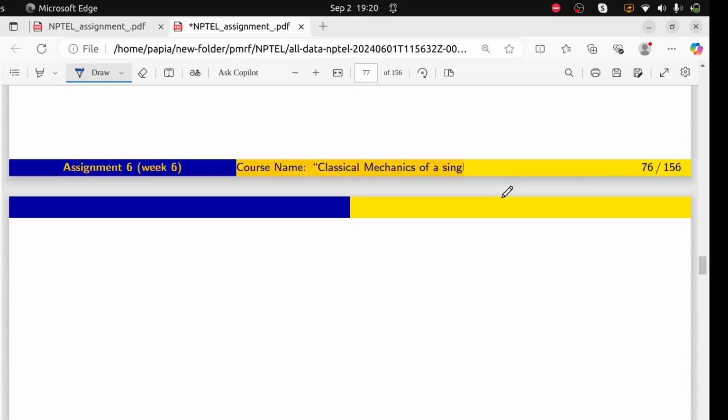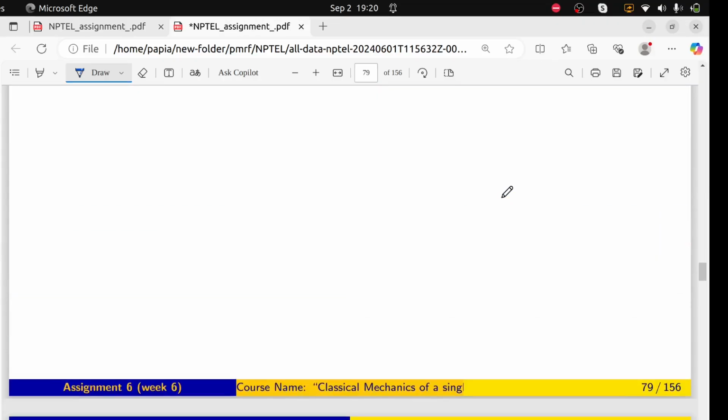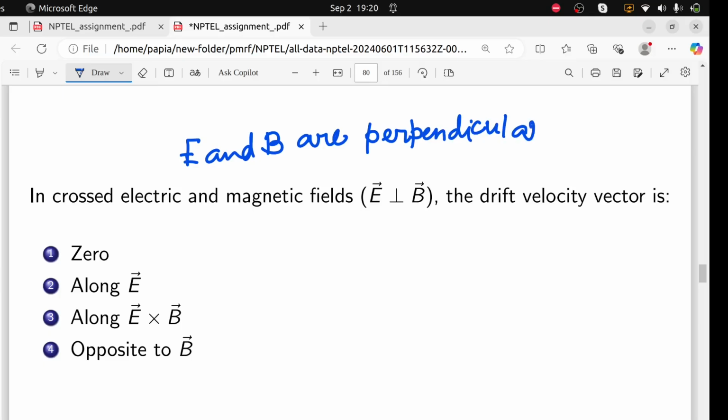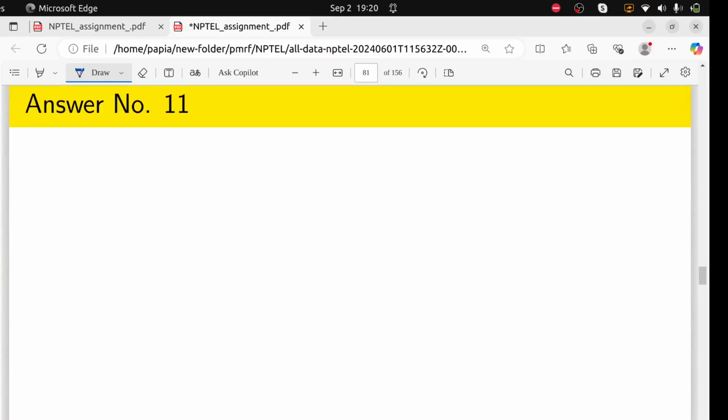So now coming to question number 11. In crossed electric and magnetic fields, that means E and B are perpendicular to each other. Okay, so in crossed electric and magnetic fields, the drift velocity vector is what? Okay, very good.